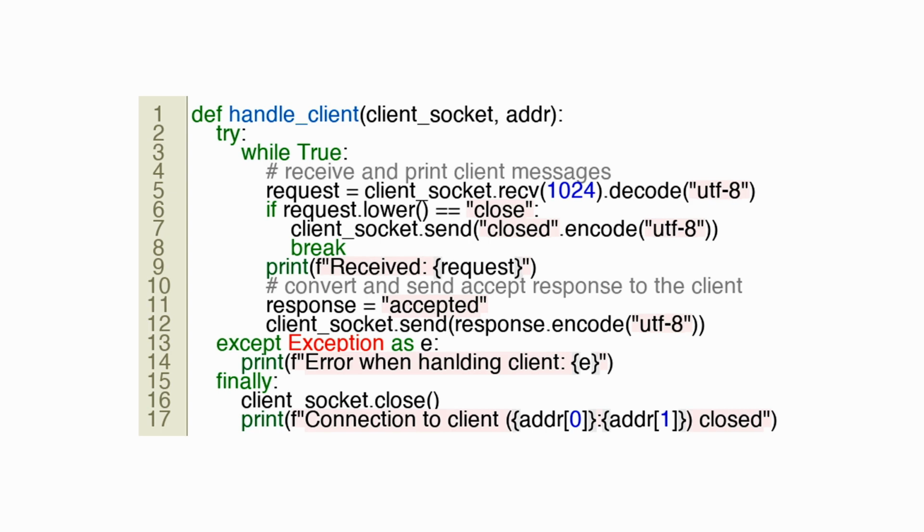At the end of the function, error handling is included for unexpected cases using an except clause, and a finally clause is used to release the client socket using close. This ensures that the client socket is always properly released, as the finally clause will always be executed.